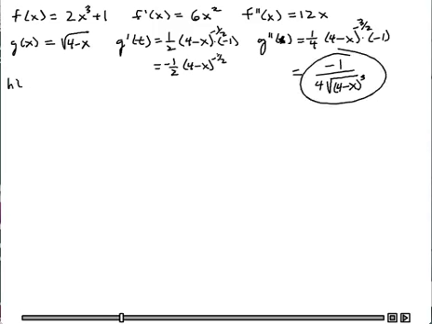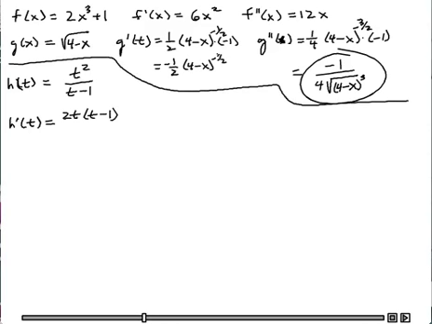Now we'll try another one. How about h of t is equal to t squared over t minus 1. And in this case, I'm going to have to use the quotient rule to take the derivative. I'm going to take the derivative of the numerator times the denominator. Separate this a little bit here. And then the numerator times the derivative of the denominator all over the denominator squared.